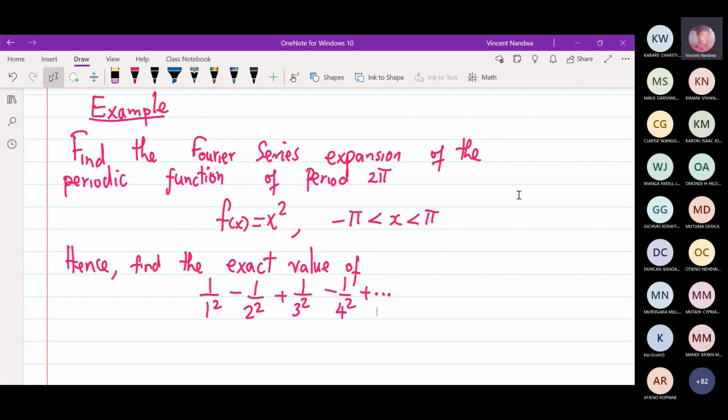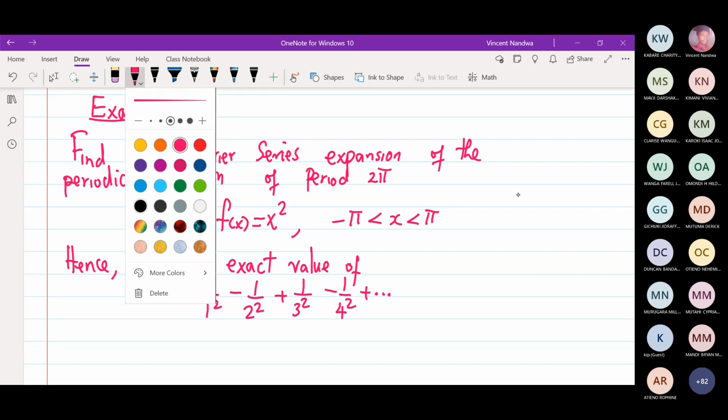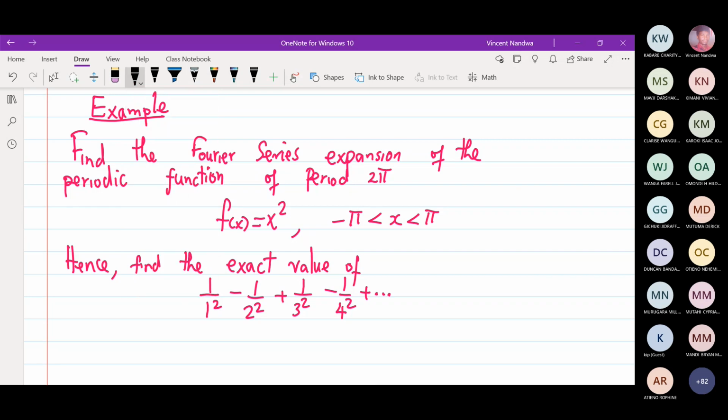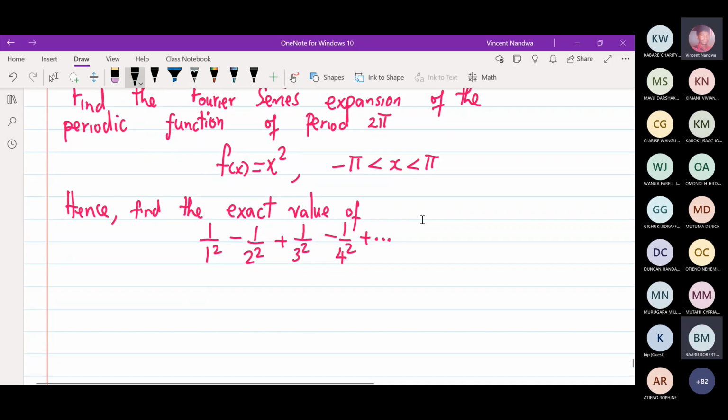So the first thing, are we able to clearly specify whether the function given is even or odd? The best way to do that is to sketch the function in the specified interval and see whether it is obeying the properties of even or odd. So solution. So let's start by sketching.